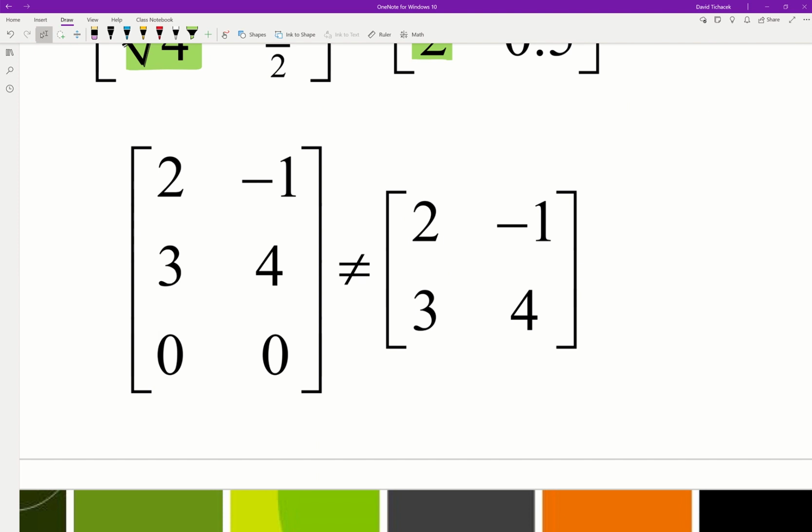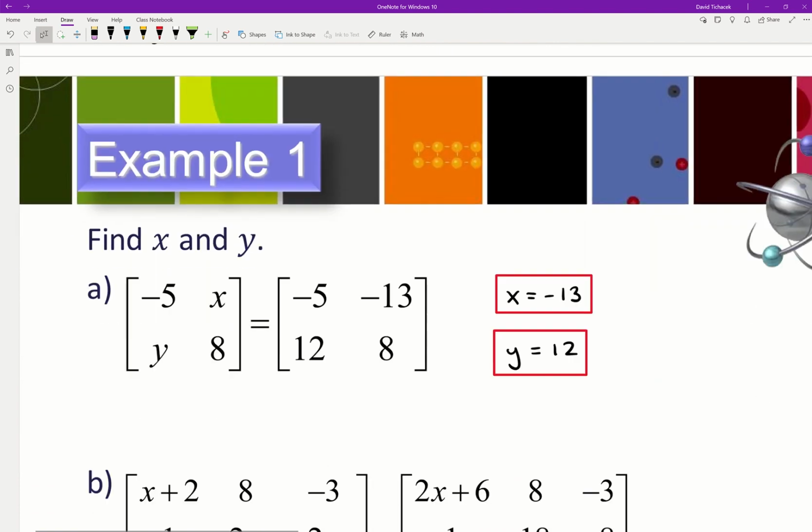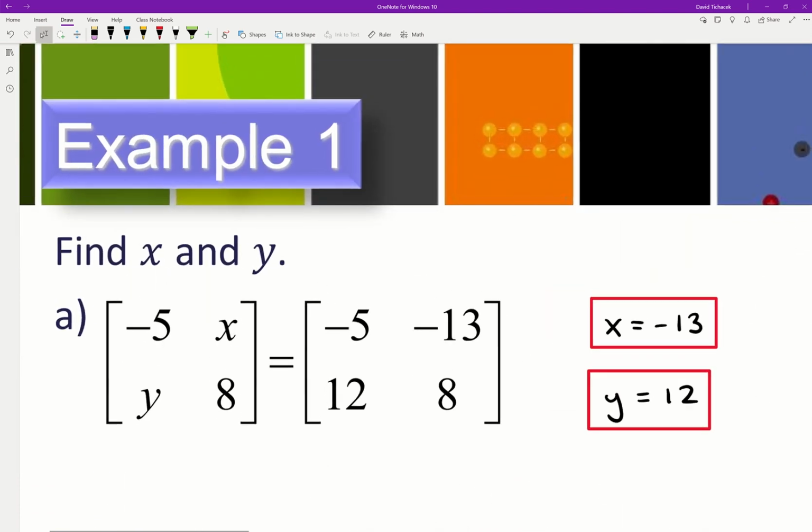But you'll see in this next example that these are not equal matrices because while a couple of corresponding entries match up, they do not have the same dimensions. This first one, you may remember from the last video, is a 3 by 2 matrix, and this next one is a 2 by 2 matrix. Those dimensions don't match, and so these are not equal matrices. Now we can take a look at a couple of examples that involve this idea of matrices being equal to each other.